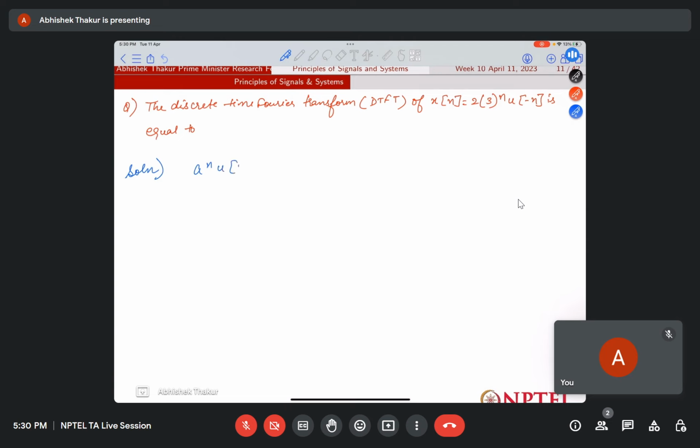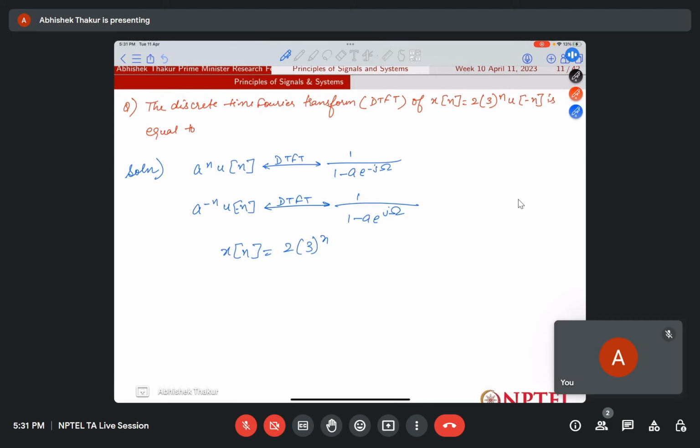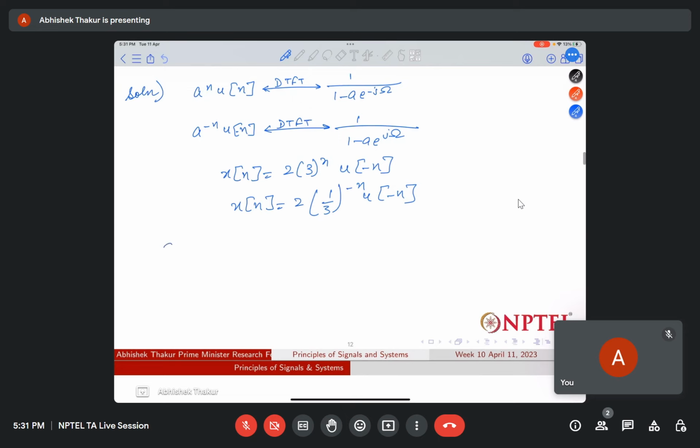a to the power of n u of n has DTFT of 1 by 1 minus a e to the power minus j omega, and now a to the power minus n u of minus n will have DTFT as 1 by 1 minus a e to the power of j omega. So let's suppose here x of n is equal to 2 into 3 to the power of n u of minus n. So this can be written as 2 into 1 by 3 to the power of minus n u of minus n. So 2 into 1 by 3 to the power of minus n u of minus n will have DTFT as 2 by 1 minus 1 by 3 into e to the power of j omega. Okay.